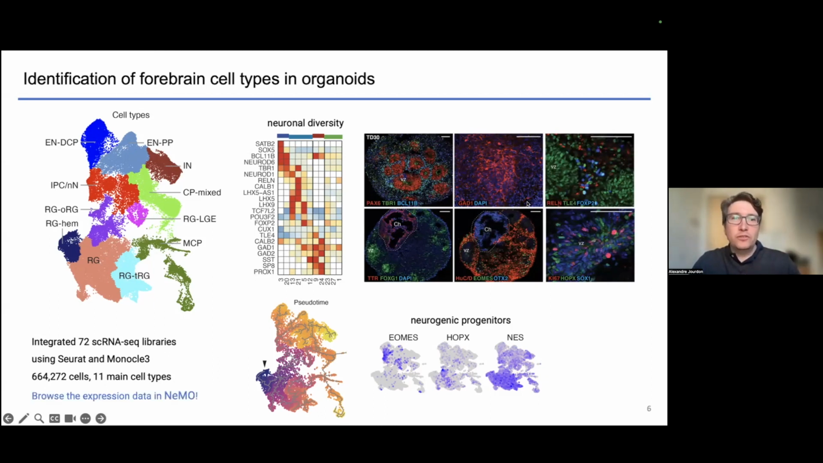And just to let you know, as I guess Carlo will speak about, we've been able to upload this data set in NeMO so that you can explore the gene expression in this data set.